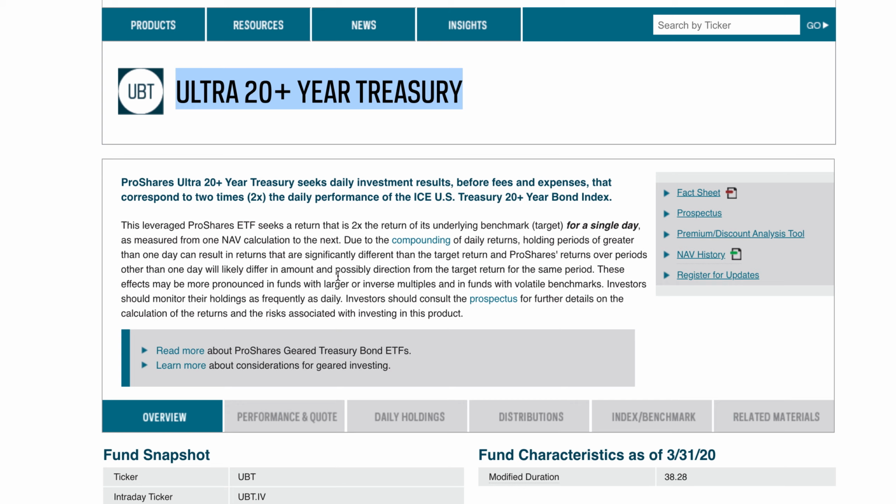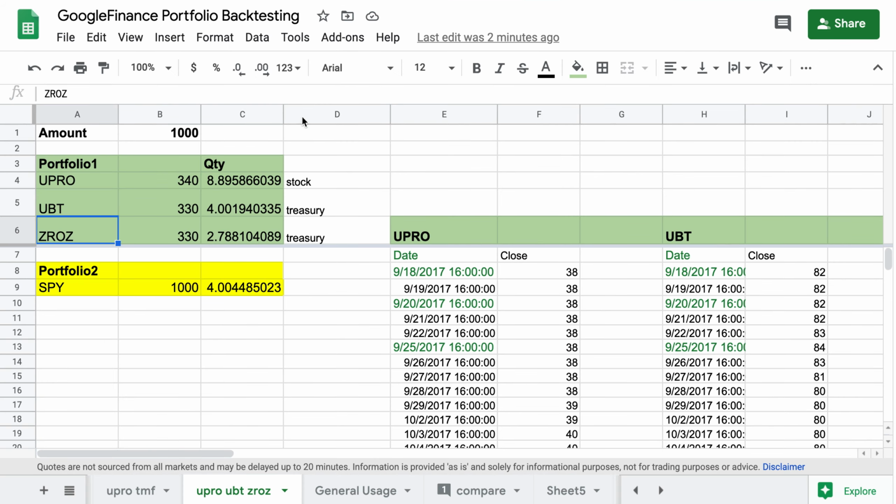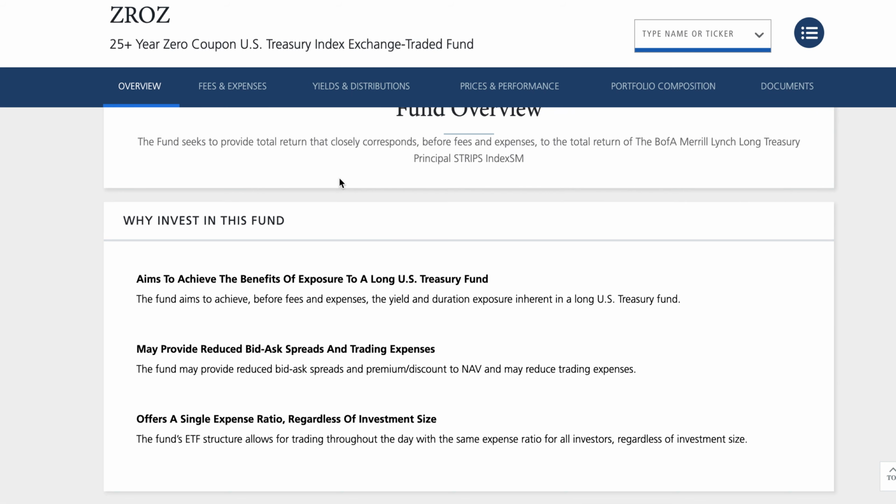So similarly, if the underlying US Treasury bond goes up 1%, UBT goes up 2%. If Treasury goes down 1%, UBT goes down 2%. So this is again also a leveraged ETF. Then the third is ZROZ, a 25-plus year zero coupon US Treasury ETF.